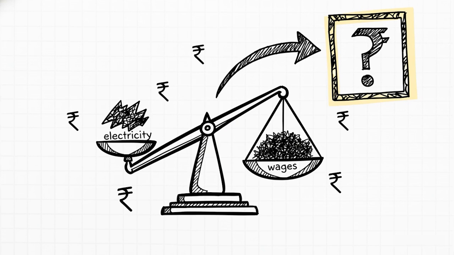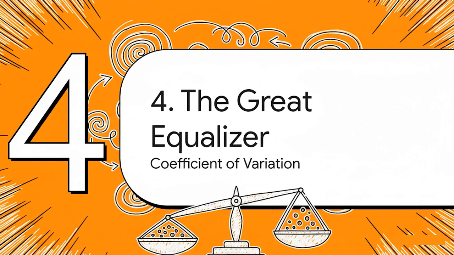So what we really need is a way to get some perspective. We need a tool that can look past the raw units, the rupees, and just give us a pure number, a percentage, maybe, that lets us compare these two things on a level playing field. And this, my friends, is where the hero of our story makes its grand entrance. It's called the coefficient of variation, or CV for short, and its whole job is to level that playing field.